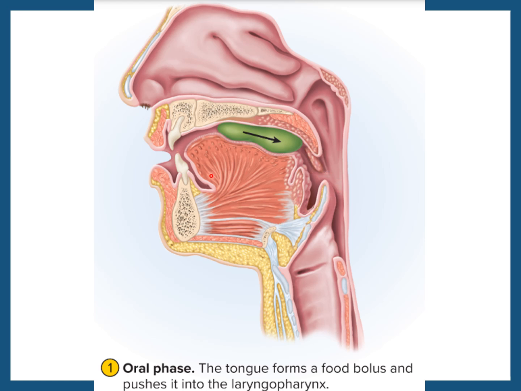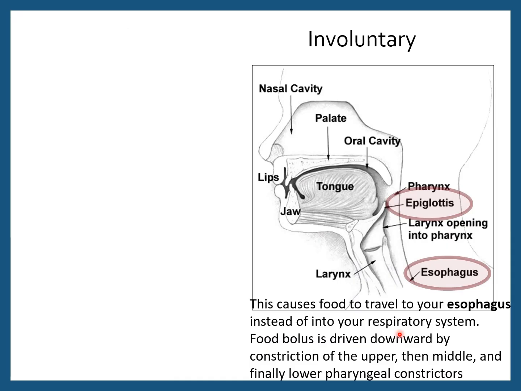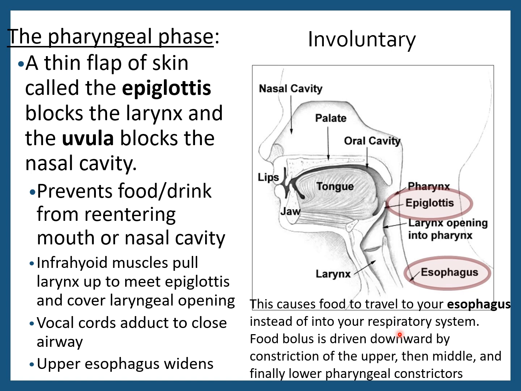And so when the bolus is swallowed, the tongue pushes that bolus backwards. That forces the uvula up, I'm sorry, not the epiglottis, the uvula up and the epiglottis down, and it will push the bolus into the laryngopharynx. So now we're in the pharyngeal phase. The bolus is located in that location.